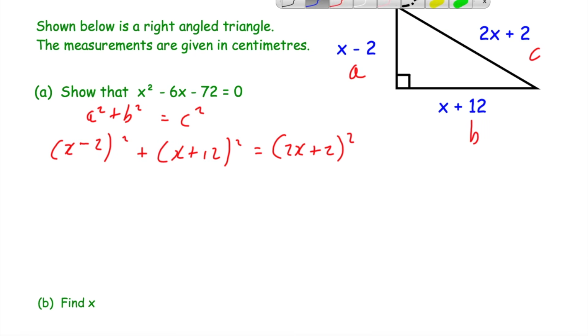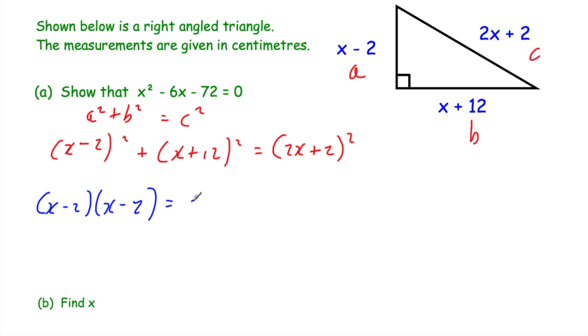So we've got our sides squared. So what I'm going to do is I'm going to expand each of these brackets. I'm going to square the brackets. And to expand this, we would have to do x minus 2 multiplied by x minus 2. We'd have to do x plus 12 times x plus 12. And we'd have to do 2x plus 2 times 2x plus 2. So let's start off with x minus 2 times x minus 2.